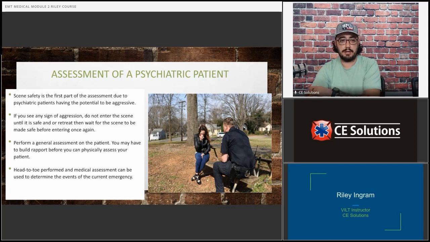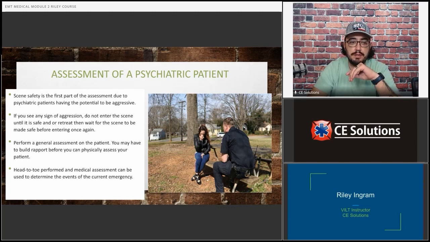Perform a general assessment on the patient. You may have to build a rapport before you can physically assess your patient, especially these patients. If they are on some type of psychiatric break, they probably don't want to be touched. You could absolutely set them off by just a simple touch, okay? Head to toe performed and medical assessment can be used to determine the events of the current emergency.